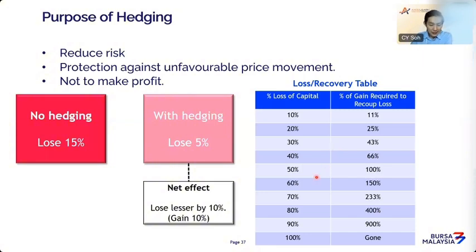If you lose 50% in your portfolio, you need to make 100% to recover your overall portfolio back to the original level. So you can see with hedging, you lose less by 10%. In fact, you are actually on the top of this scale. If you do not do hedging, maybe you have already fallen down to the bottom of the scale. So you can see with hedging, not only does it reduce your loss, you can also protect your portfolio value.